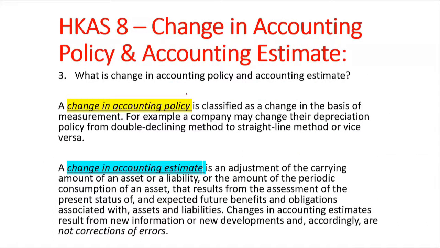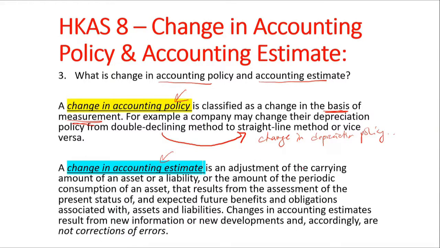Let's look into what is a change in accounting policy and what is a change in accounting estimate. A change in accounting policy is a change in the basis of measurement. So I have given an example here. So company changing from double declining method to a straight line method. So this is a change in depreciation policy. Similarly, there's another thing called change in accounting estimate.